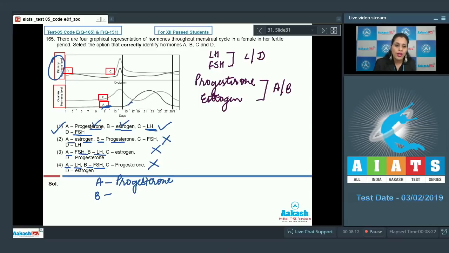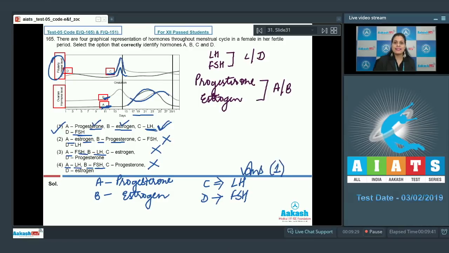which is the first hormone to peak in the luteal phase, followed by B, which is estrogen. Besides, C is a hormone which suddenly attains a peak in the middle of the cycle, and this indicates that C represents LH, luteinizing hormone, because it is this luteinizing hormone which attains a surge at mid-cycle, followed by another surge of another pituitary hormone, FSH, follicle stimulating hormone. So the correct answer is option number 1. Let's discuss our next question.